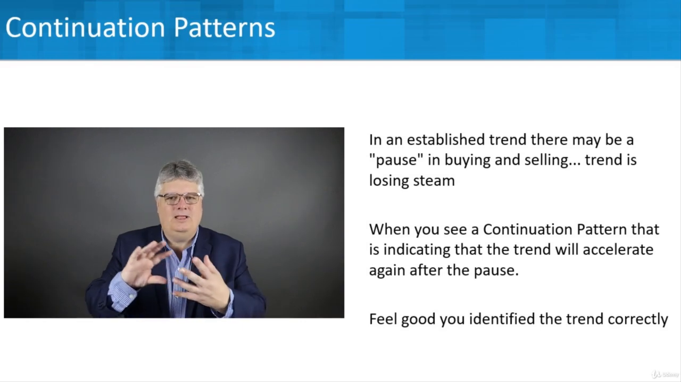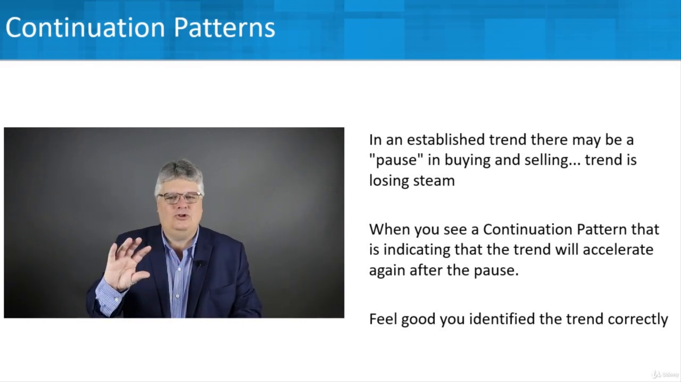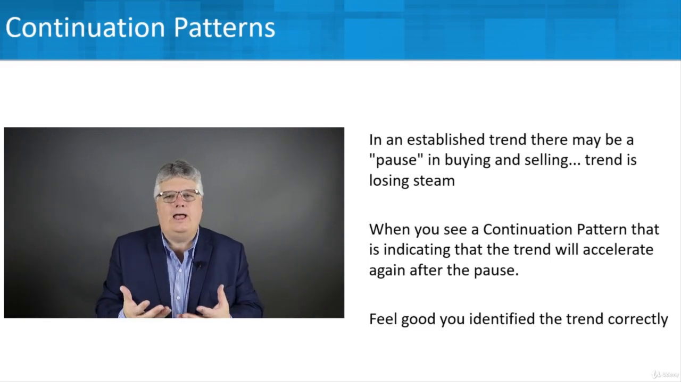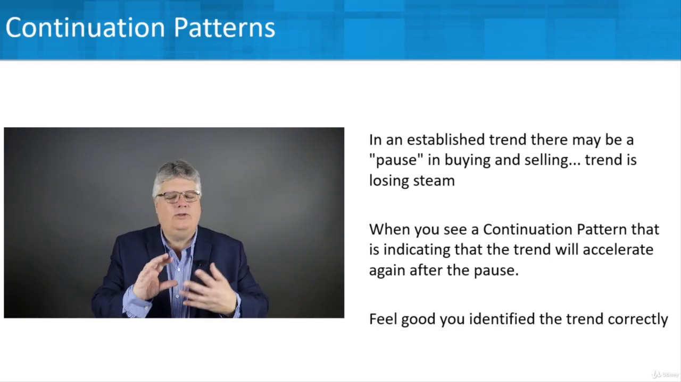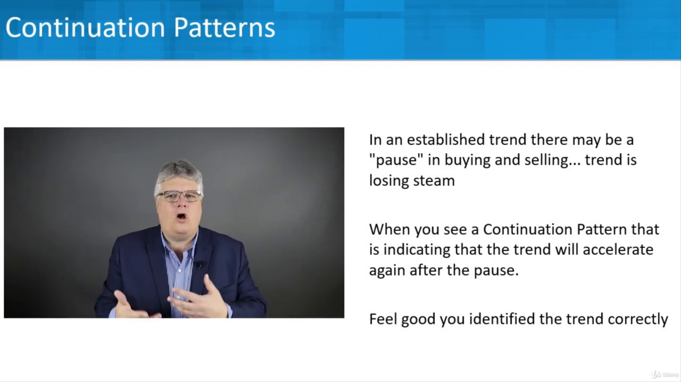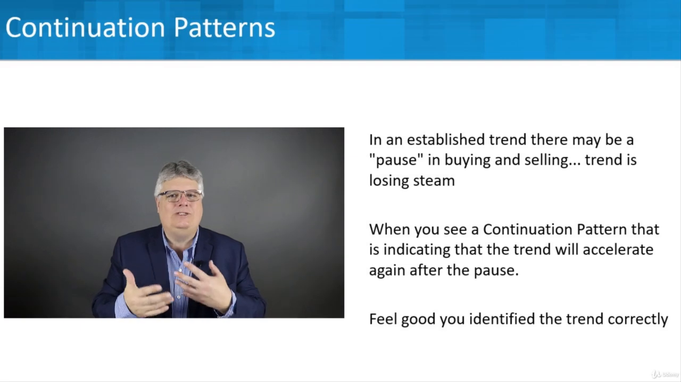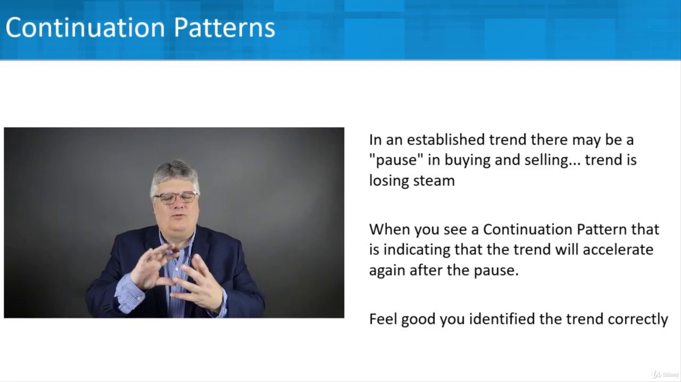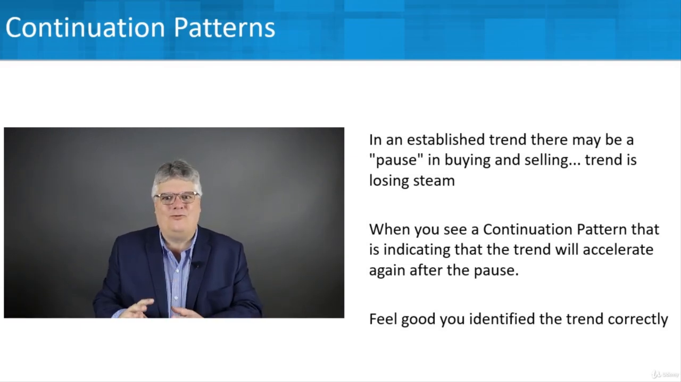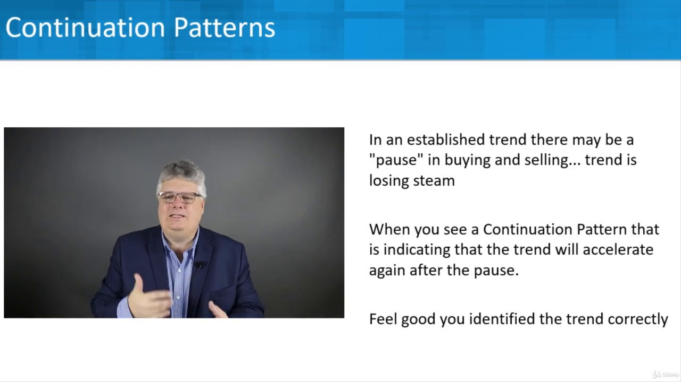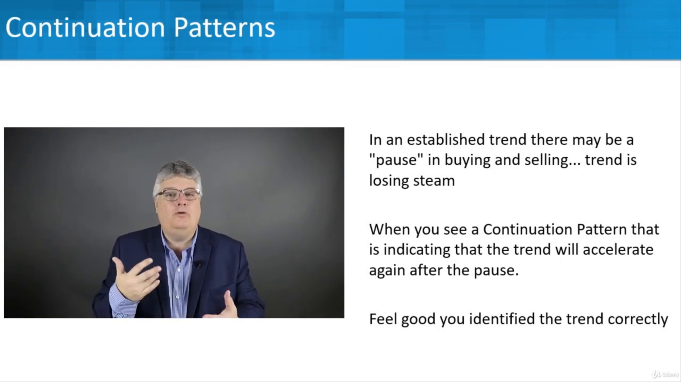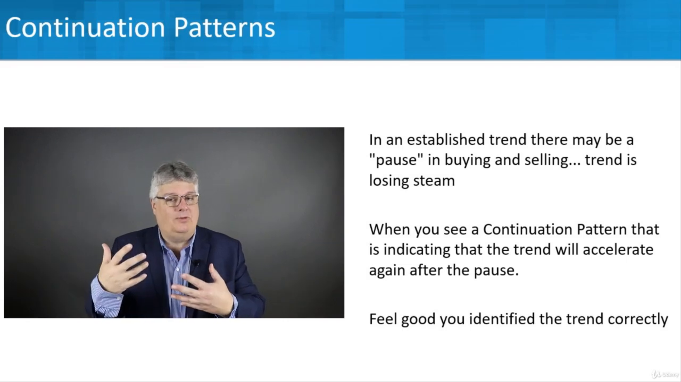So in an established trend, let's say it's an uptrend. There's a trend that's being established. Prices are headed in a certain direction. Prices are either going up or down, and what can happen is there's a pause. There might be a strong trend either way, either up or down, and then there's a little slowing down of buying and selling. The trend is starting to lose its steam, so to speak. It's not being firmly bought up or firmly sold off. So it's starting to lose its steam. And when you see a continuation pattern, that is indicating that the trend will accelerate again after the pause.